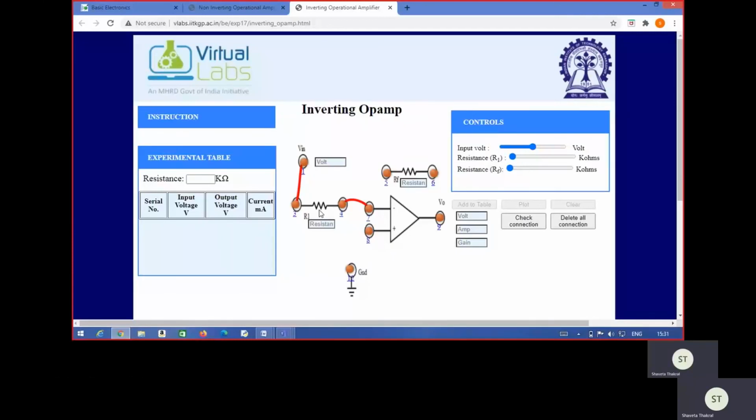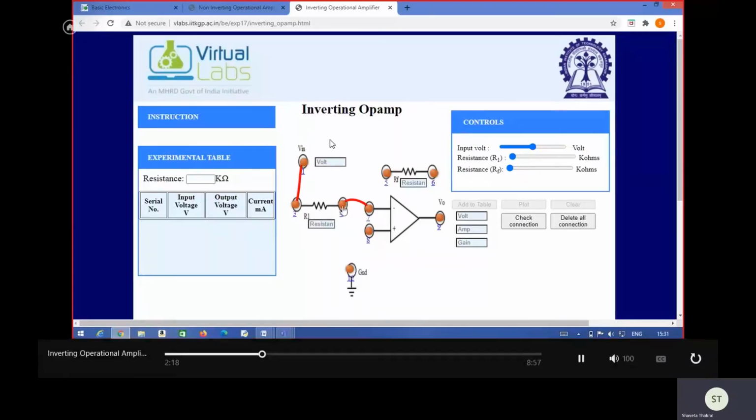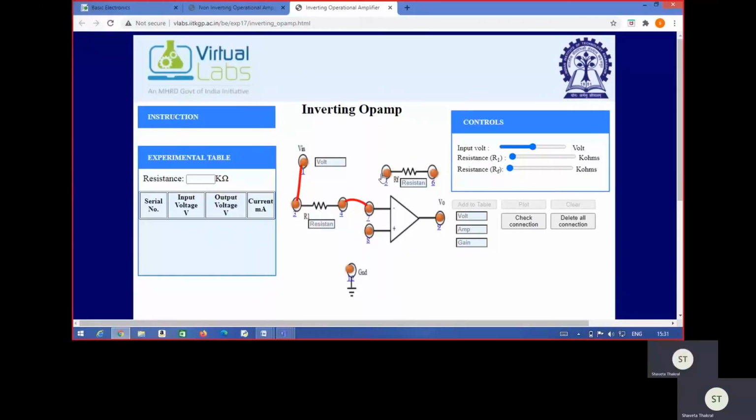Then after that, the next connection that needs to be made is between either 4 or 5 or 7 or 5. The reason is that we have to connect RF in the feedback loop, called the feedback resistance, and one terminal of RF is connected at node number 4 and the other terminal of RF needs to be connected on the output side. So the next connection that needs to be made is between node 6 and node 9. And as this is the inverting operational amplifier and we have applied the input to the inverting input terminal, the non-inverting input terminal will be grounded.